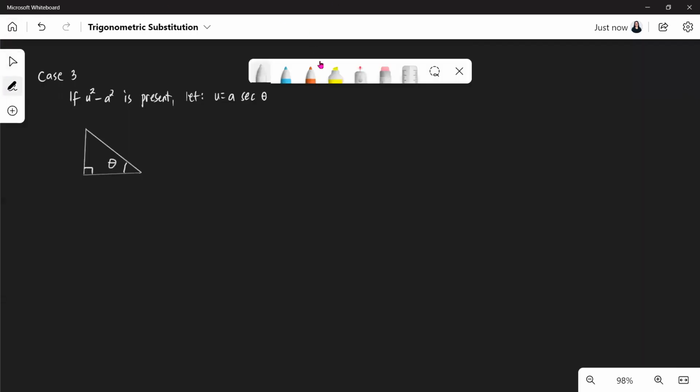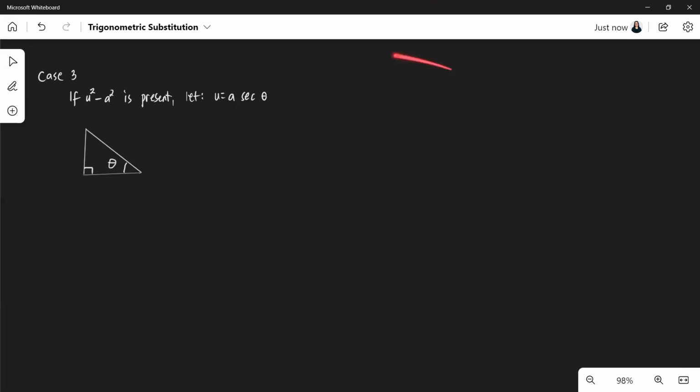So this is case 3 of trigonometric substitution. If we have a difference of u squared and a squared, we let u be equal to a times secant of theta. Case 1 was a squared minus u squared. The u is on the hypotenuse side because it's the one in the minuend, and the one with the constant is in the subtrahend.